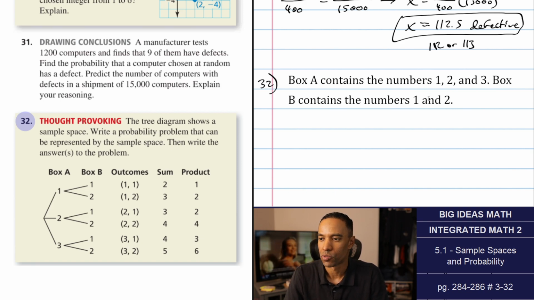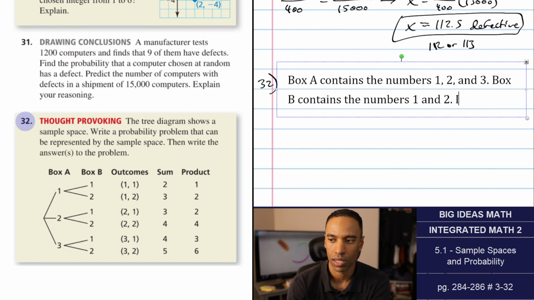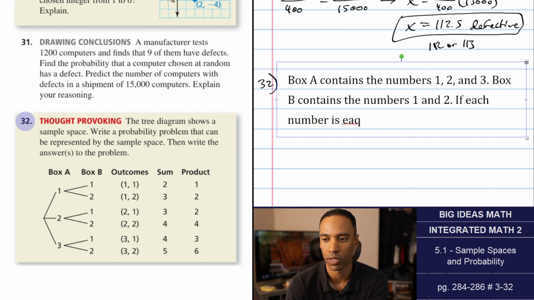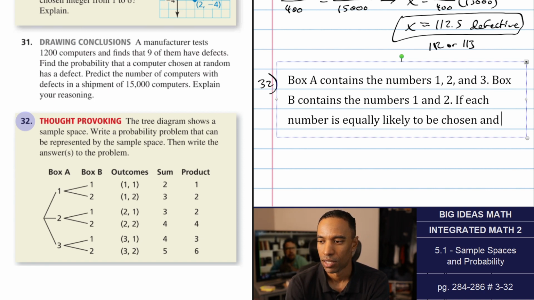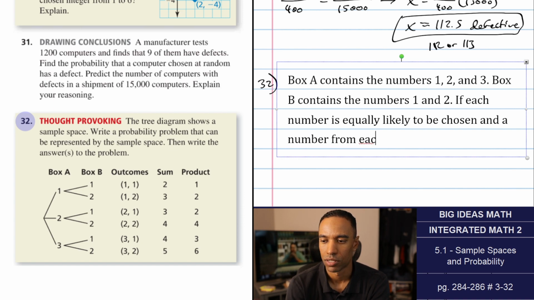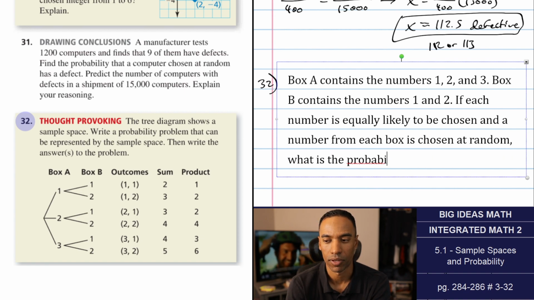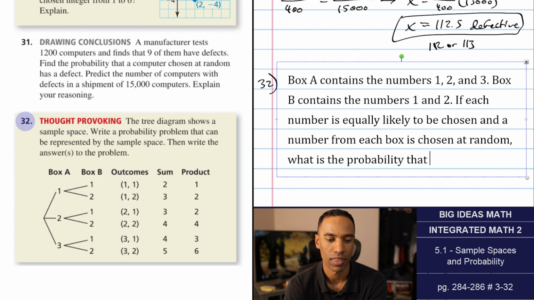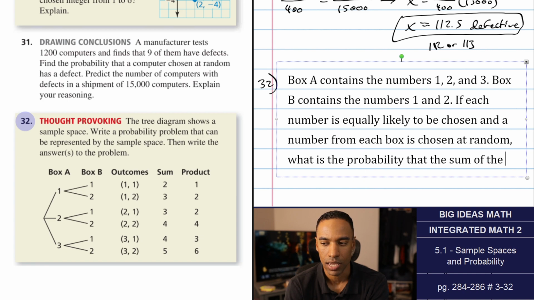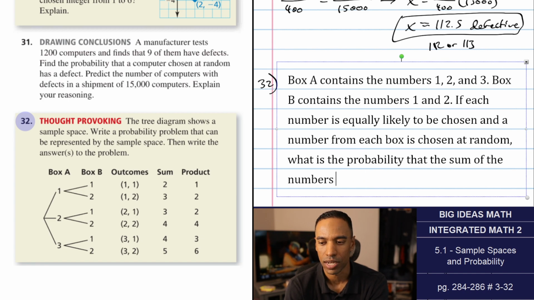So there's the scenario. So how about this? If each number is equally likely to be chosen, and a number from each box is chosen at random, what is the probability? It said probability, right? Probability problem. What is the probability that the sum of the numbers in each box is less than 4?